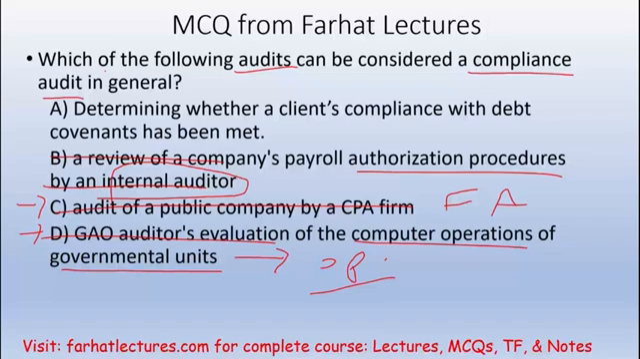answer. Determining whether a client's compliance, notice the word compliance is there, so that helps, with that covenant has been met. So again, when a business borrows money from the bank, the bank imposes conditions. Those conditions are called debt covenants or loan covenants. Well, the bank might ask an auditor to conduct an audit on the company to make sure they are in compliance with the debt covenant. And that's considered a compliance audit.